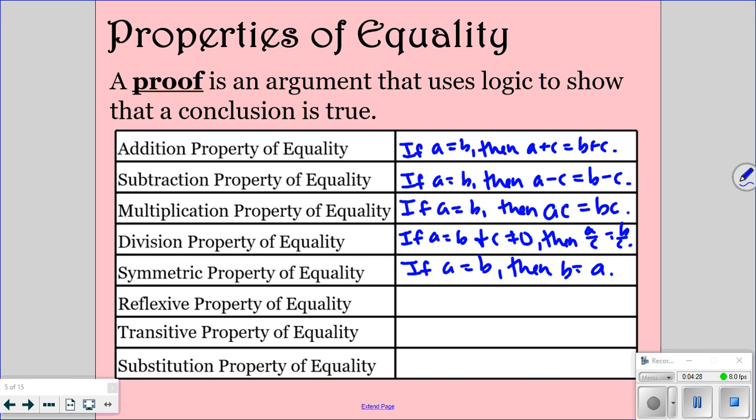For the reflexive property, all it is, A equals A. Whatever it is equals itself. The transitive property is if A equals B and B equals C, then A equals C. And then the substitution property, if A equals B, then that means that B can be substituted.